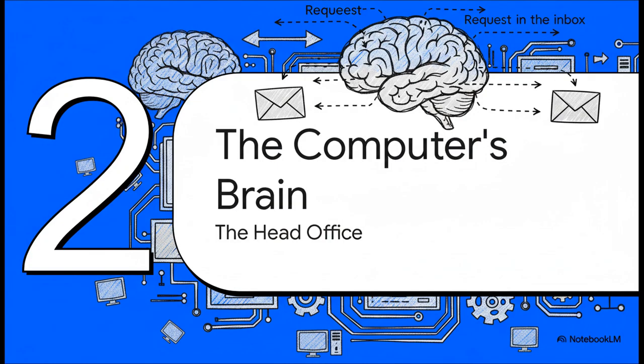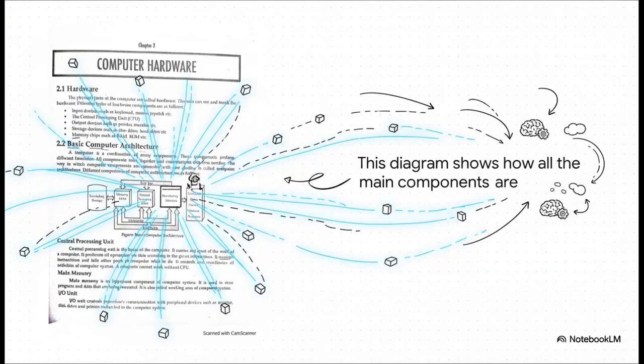All right, so the work request has officially arrived in the inbox. Where does it go from there? Well, now it's time to visit the head office, the computer's brain. This is where the real magic happens. You can think of this diagram here as our floor plan for the head office. You can see how all the main players, the processor, the memory, the storage, all those input and output devices, are all connected. Keep this picture in your head as we zoom in on each part.